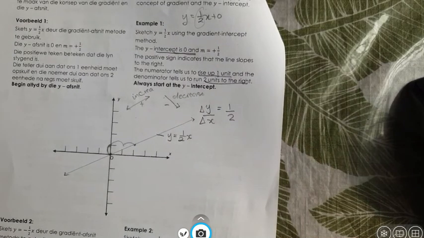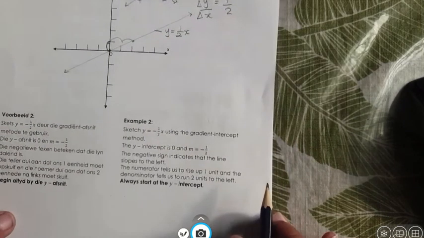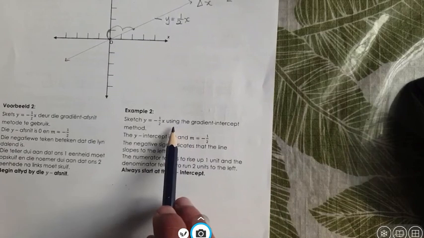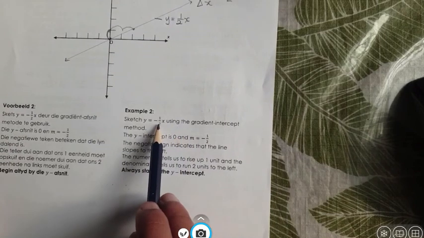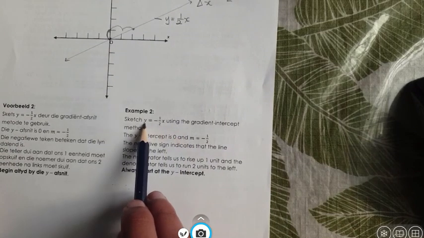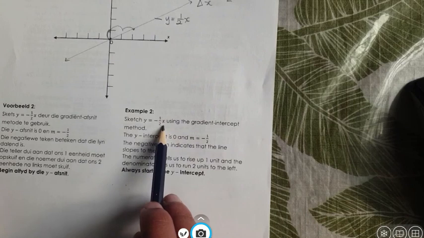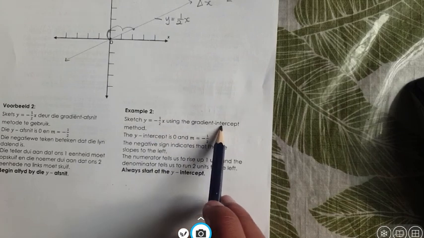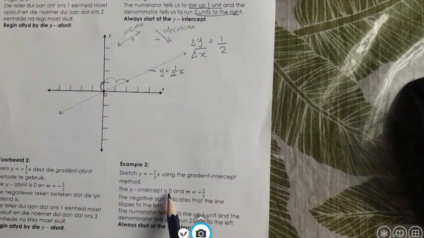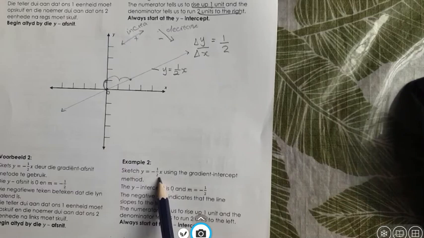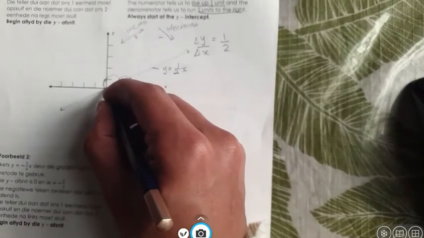Okay, now we look at example number 2. Sketch y is equal to negative a half x using the gradient intercept method. I just want to see if there's another space for us to sketch that. Alright, so we need to sketch it on this one. The y-intercept is 0. Once again, what is the y-intercept here? 0. So we'll be starting there.